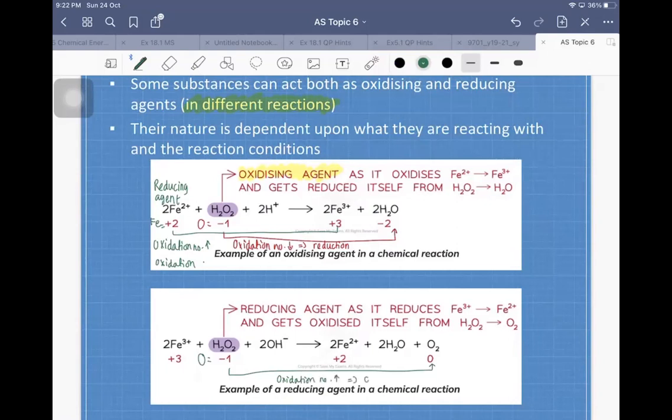Therefore, it is oxidation. Because H2O2 is now being oxidized, it acts as a reducing agent. Just follow the opposite. Oxidation, it's a reducing agent. Reduction, it's an oxidizing agent. So this is an example where one species can behave as an oxidizing agent in one reaction, and then it behaves as a reducing agent in another reaction.